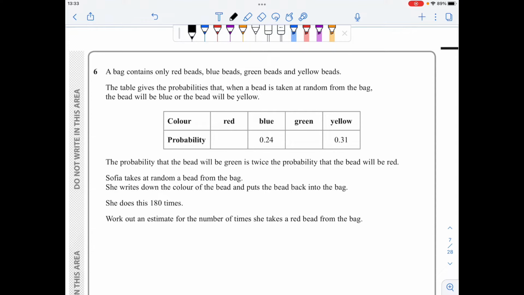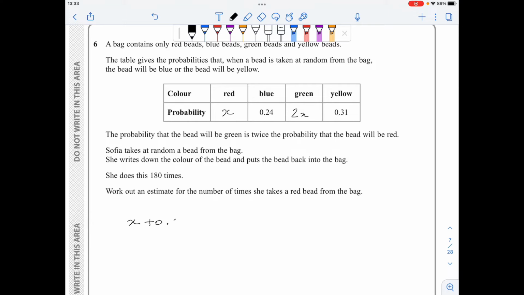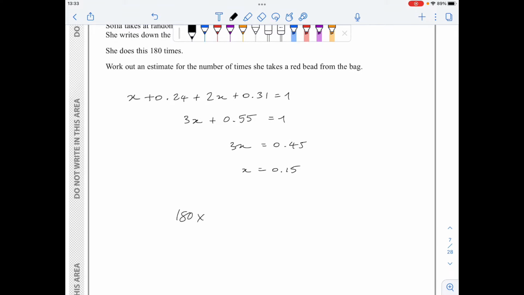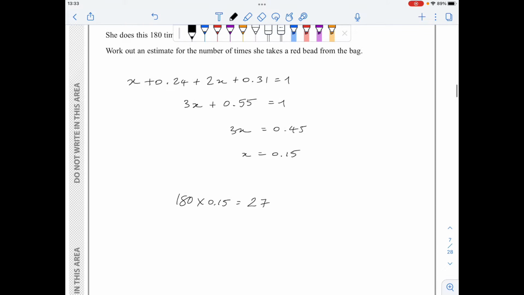For question 6, let the probability of getting a red be x, hence the probability of getting green is 2x, and the sum of all these probabilities should be equal to 1, so we have x plus 0.24 plus 2x plus 0.31 is equal to 1, hence 3x plus 0.55 is equal to 1, 3x is 0.45, so x is 0.15, and to find the estimate for the number of times she takes red, we'll multiply 180 by 0.15, which comes out to be 27.